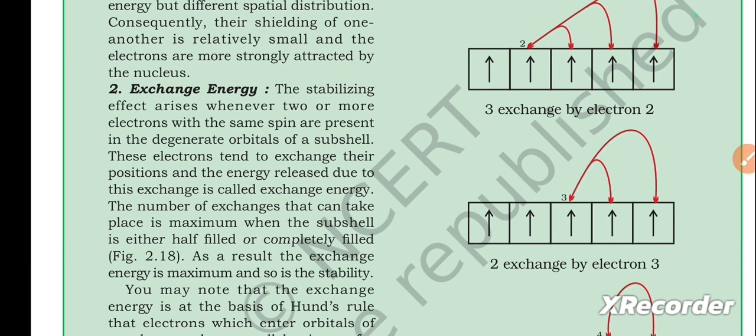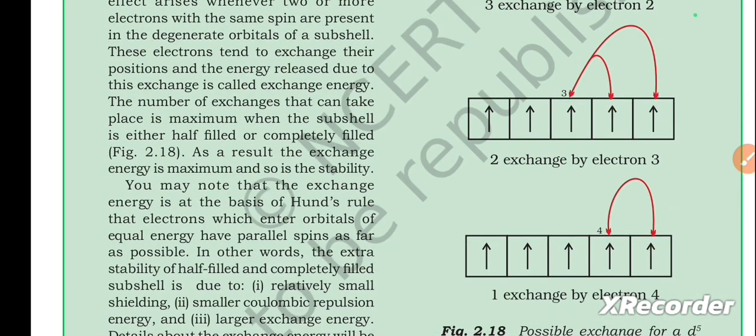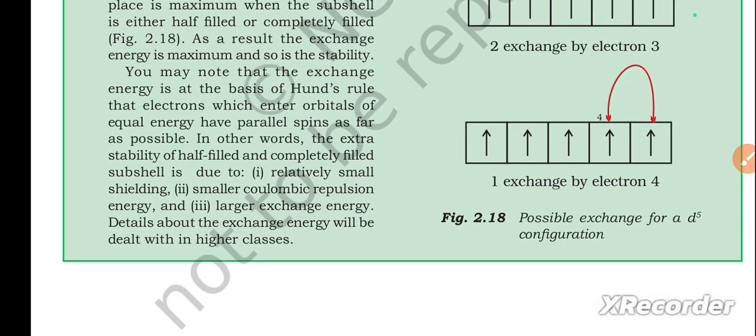Next, second point, exchange energy. The stabilizing effect arises whenever two or more electrons with the same spin are present in the degenerate orbitals of a subshell. These electrons tend to exchange their positions and the energy released due to this exchange is called exchange energy. The number of exchanges that can take place is maximum when the subshell is either half-filled or completely filled. As a result, the exchange energy is maximum and so is the stability. You may note that the exchange energy is at the basis of Hund's rule that electrons which enter orbitals of equal energy have parallel spins as far as possible.